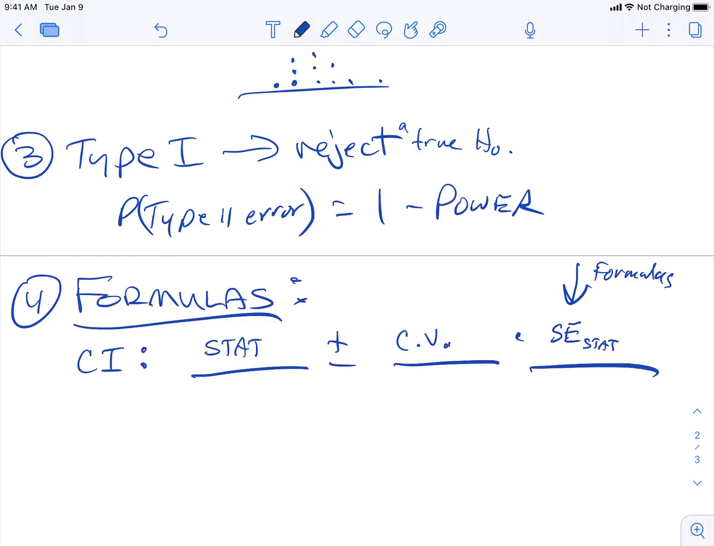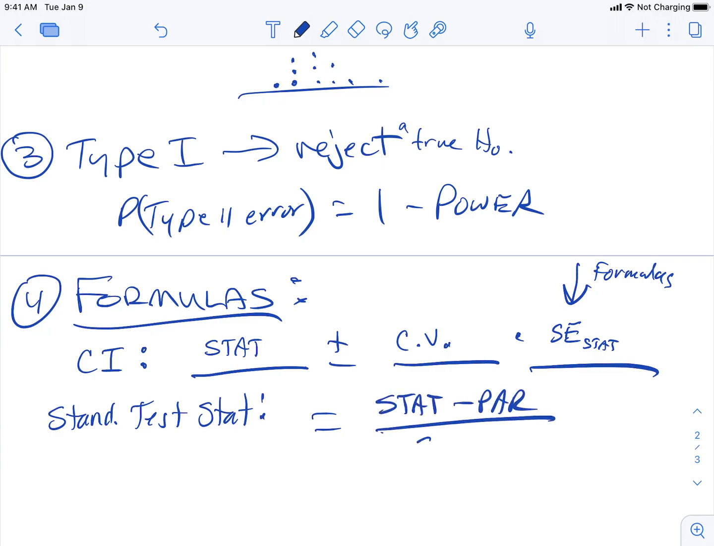The second formula that might be helpful is what they call the standardized test statistic. A lot of times these are asked on a multiple choice question. A standardized test statistic can be found by taking the statistic minus the parameter over the standard error of the statistic. That would be how you calculate a t-test statistic. It's also how you calculate a z-test statistic. You take the statistic that you're dealing with minus the parameter that you're assuming is true divided by the standard error of that statistic.